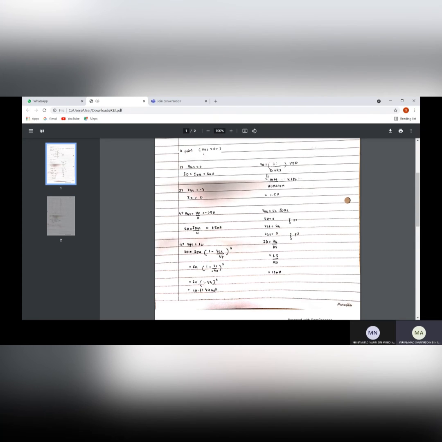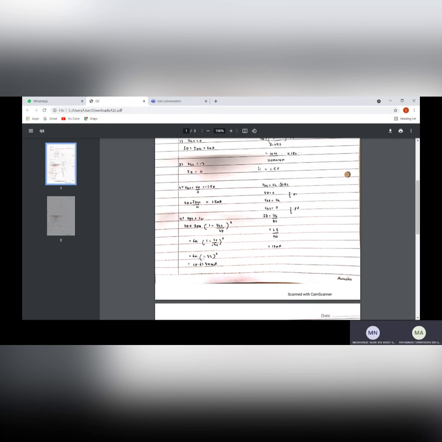And then I need to find the VG for the plot for the right side. I use the formula R2 divided by R1 plus R2 times VDD, is equal to 10 mega divided by 110 mega plus 10 mega times 18 volt. It is equal to 1.5 volt.